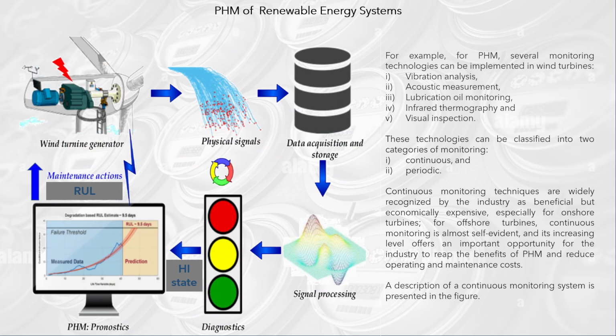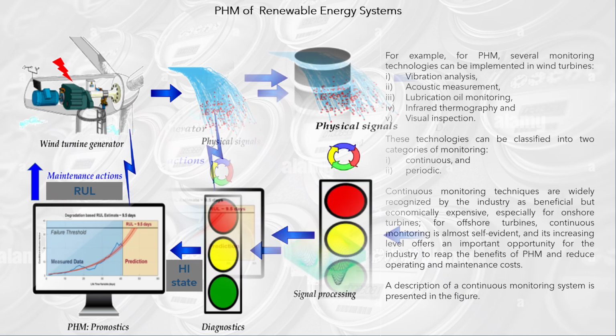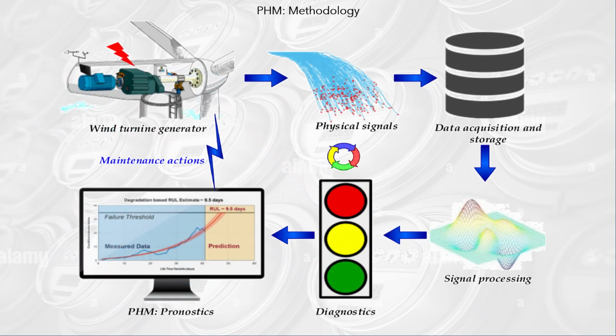For example, for PHM, several monitoring technologies can be implemented in wind turbines: vibration analysis, acoustic measurement, lubrication oil monitoring, infrared thermography and visual inspection. These technologies can be classified into two categories of monitoring: continuous and periodic. Continuous monitoring techniques are widely recognized by the industry as beneficial but economically expensive, especially for onshore turbines. For offshore turbines, continuous monitoring is almost self-evident, and its increasing level offers an important opportunity for the industry to reap the benefits of PHM and reduce operating and maintenance costs.